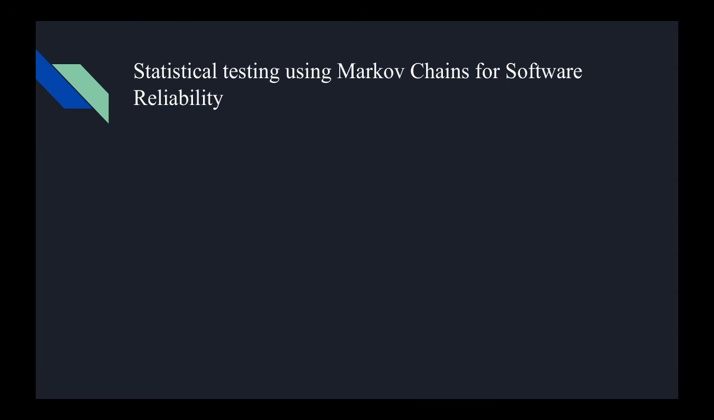Statistical testing using Markov chain for software reliability. The goal is to certify the quality of software. Software quality measures are obtained by applying the statistical evaluation mechanism on the sequences and any failure data observed during the test. In this presentation, the statistical evaluation will be shown using Markov chains.